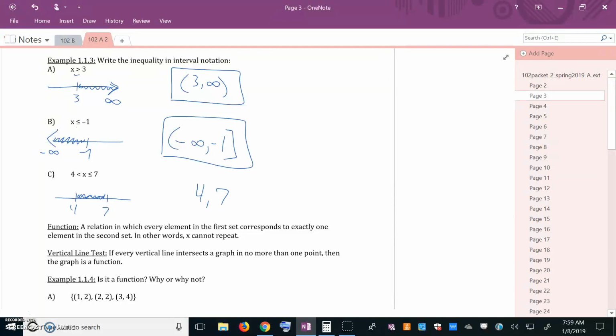Here, we're strictly greater than 4, so that's a parenthesis, but we're less than or equal to 7, so that's a bracket. It is mixed notation, but our question was also given to us in mixed notation. And that is interval notation.